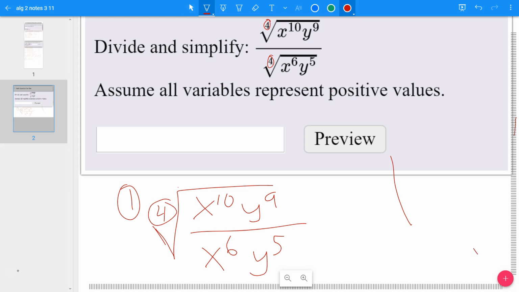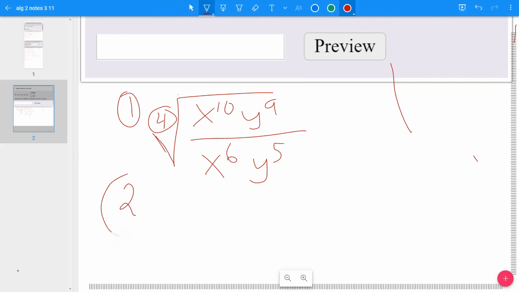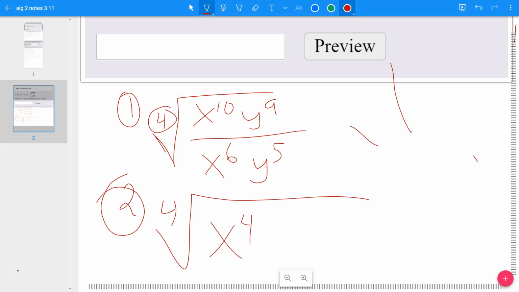Then after that, let's take a look at the next one. The next stage is to simplify under the root symbol. So you're going to have x to the 10th divided by x to the 6th. That's going to be x to the 4th. Remember, that is so because it's x to the 10th over x to the 6th is x to the 10 minus 6, which is 4. So this becomes x to the 4.